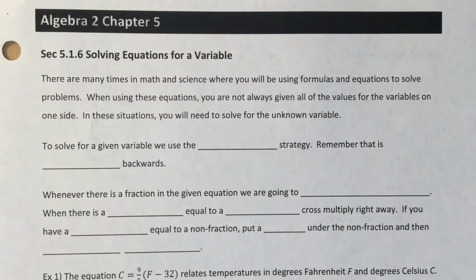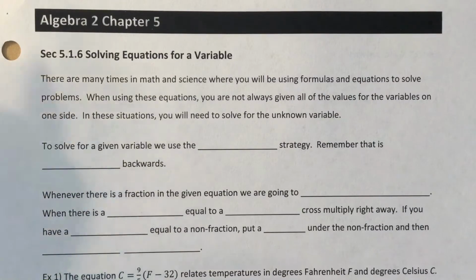Right, as we move to our next section, section 5.1.6, this section deals with solving equations for a variable. There are many times in math and science where you'll be using formulas and equations to solve problems. When using these equations, you are not always given all the values for the variables on one side. In these situations, you will need to solve for the unknown variable.